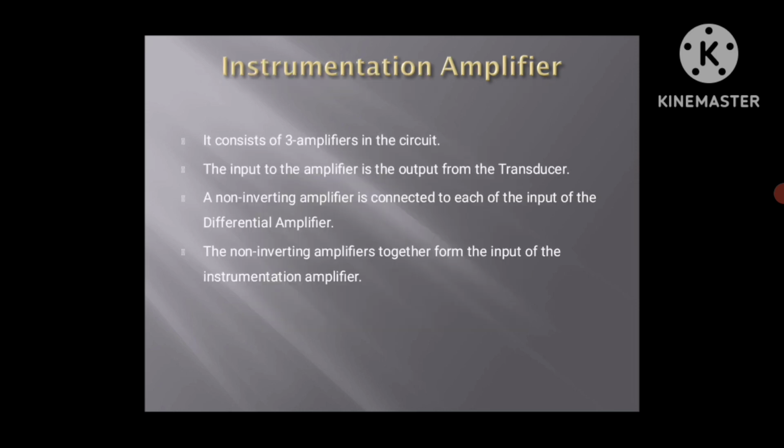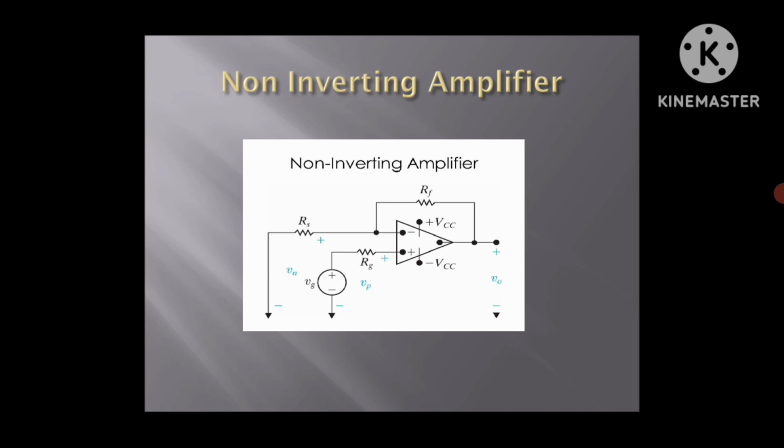Again we apply Kirchhoff's current law. At the junction between RS and RF, we get the output as Vout equal to 1 plus RF by Rin, times Vin. So here the output depends on RF and Rin, the feedback resistor and the input resistor. If we change RF and Rin, we change the output of the non-inverting amplifier. Here there is no minus sign, so the input signal is in phase with the output signal.